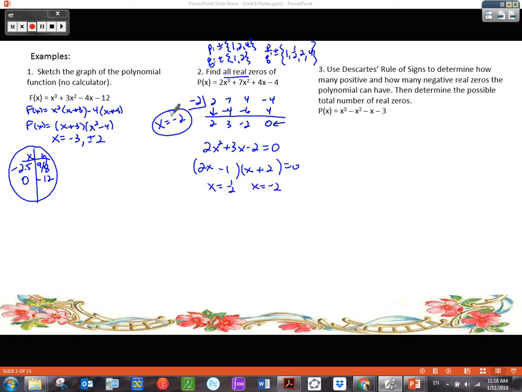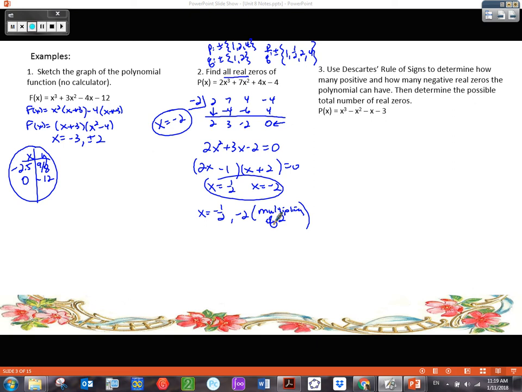Look, we already had a negative 2. So basically what I have is my roots are 1/2 and negative 2 with a multiplicity of 2. That's what multiplicity is talking about. I have 2 of those same roots of negative 2. And there is our first encounter this year with p over q.